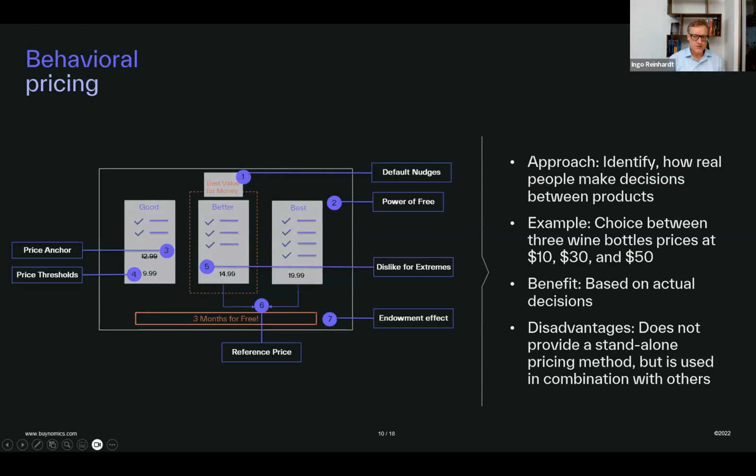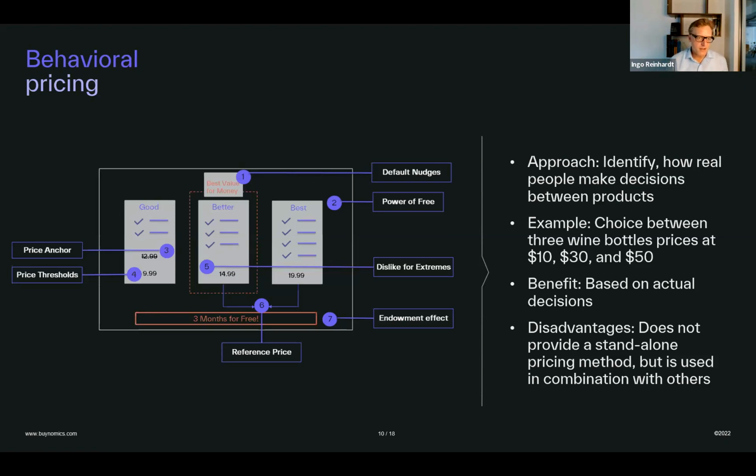Than, for example, in a situation, and I think the standard situation here is the wine bottle example, where you have 3 types of wine bottles, let's say one for 10 euros, 30 euros, 50 euros, and people don't really know the value of each bottle. And by introducing an expensive bottle here, you can steer customers from a cheap to a more expensive bottle. So behavioral pricing works better in situations where it's difficult for customers to really assess how much they value certain products.